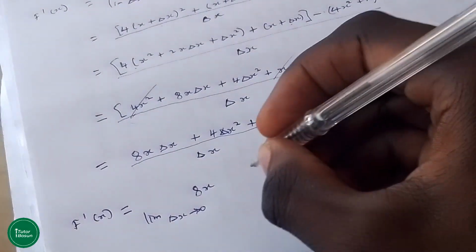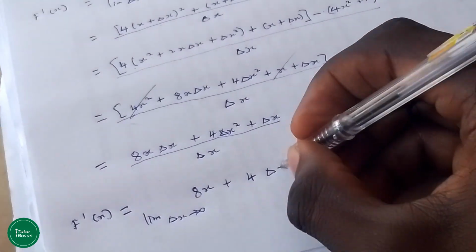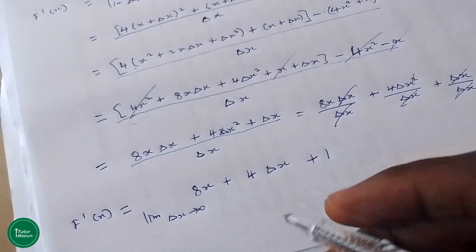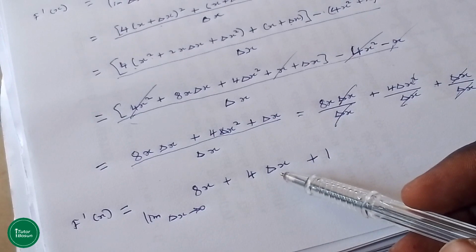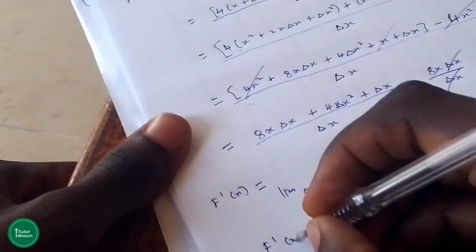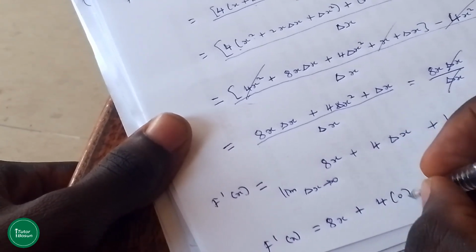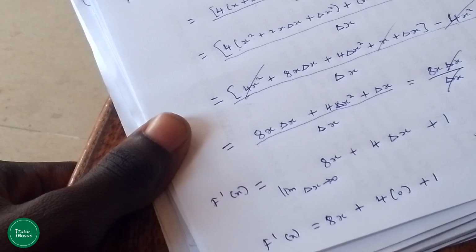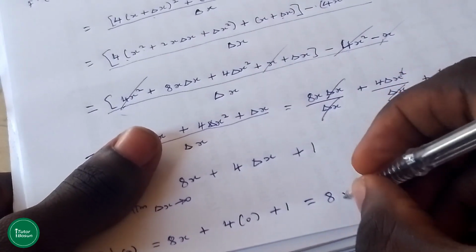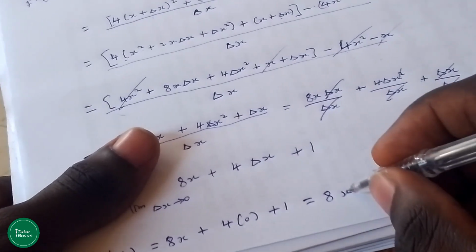8x plus 4 delta x plus 1. Then setting delta x to 0, anywhere you have delta x, you put 0, then automatically f prime of x equals 8x plus 4 times 0 plus 1, then 4 times 0 gives us 0, and automatically this gives us 8x plus 1, and that gives us our final answer.